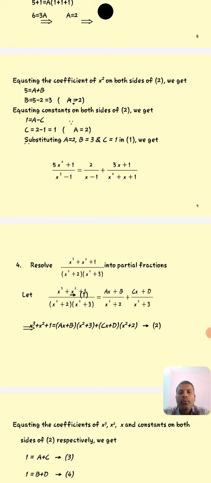We get (5x square plus 1) divided by (x cube minus 1) is equal to, what is the a value? 2 is there. So 2 by (x minus 1) plus (bx plus c), that is (3x plus 1) divided by (x square plus x plus 1). Okay. Whenever one repeated linear factor and one quadratic factor are there, then you have to apply both the linear factor partial fraction format and the quadratic factor format.